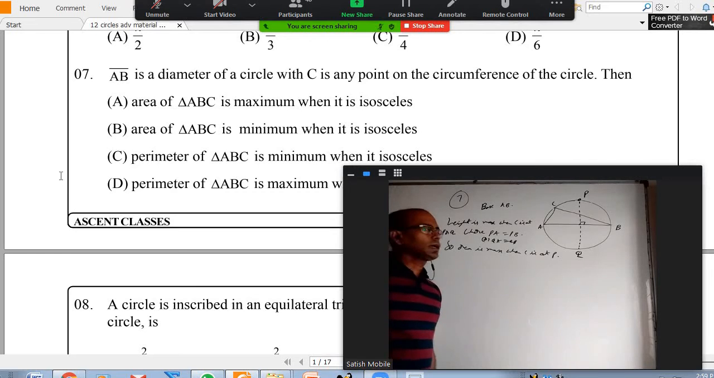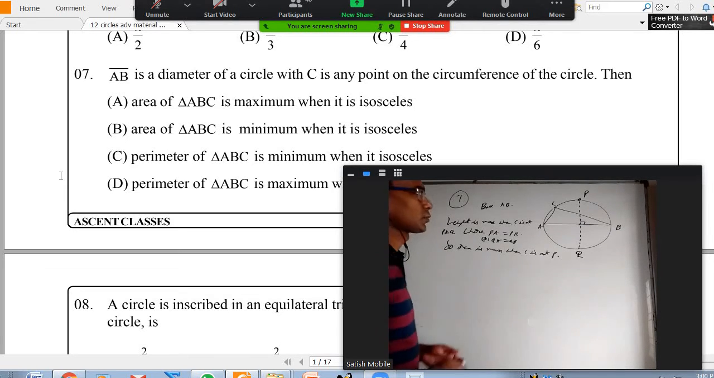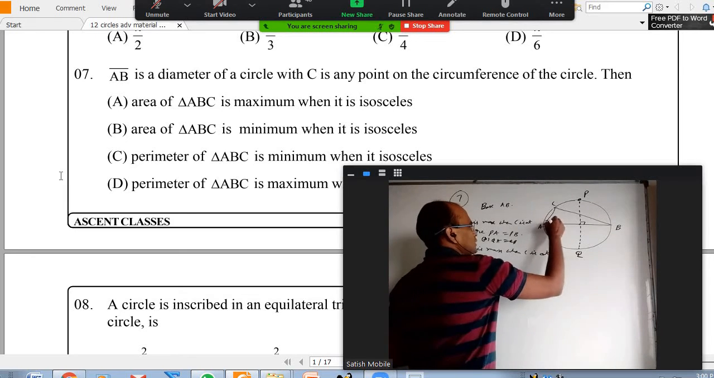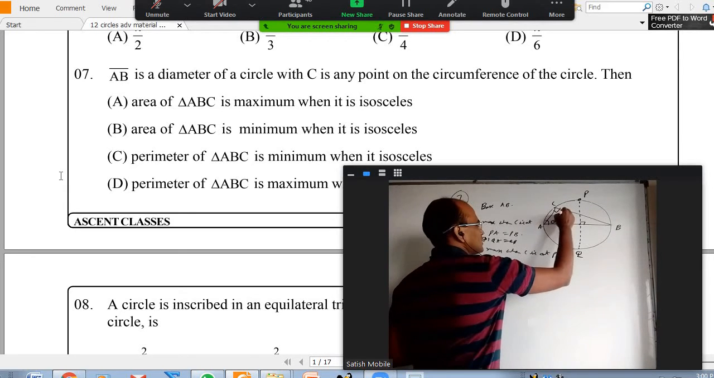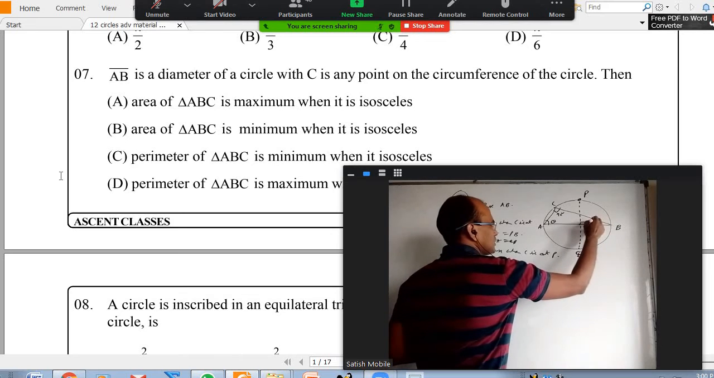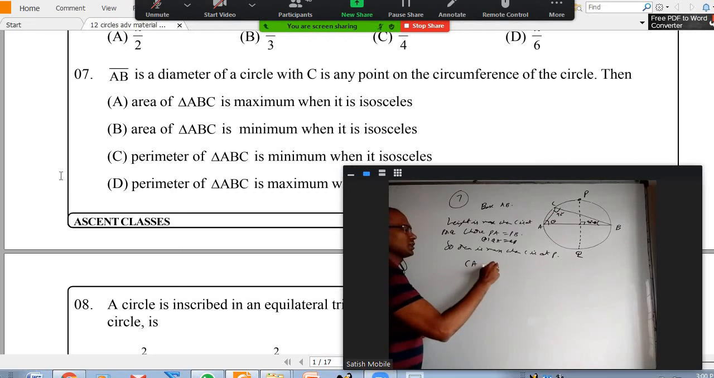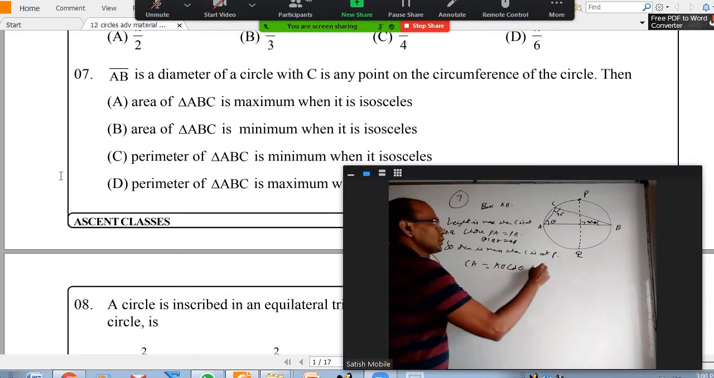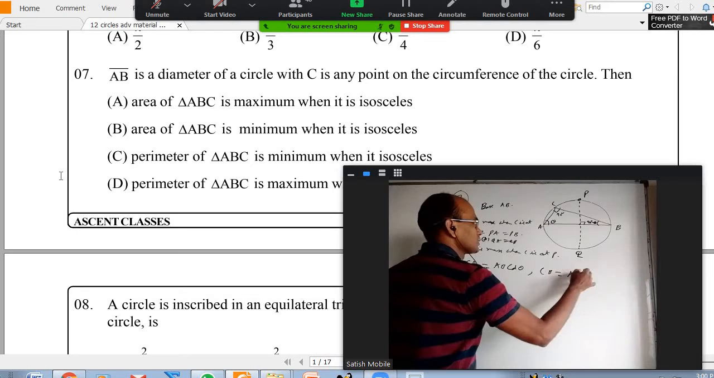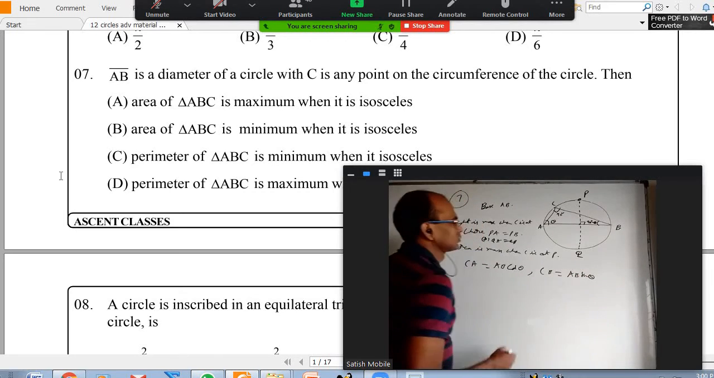Now for perimeter, we can take angle theta, sir, because that will be a right angle triangle, and with respect to the diameter we can write the sides also. So with theta, when it will be maximum, we can prove for theta = 45. You can take this as theta, this as 90 degrees, this as 90 − theta. Then CA can be written as AB cos theta, and CB can be written as AB sin theta.